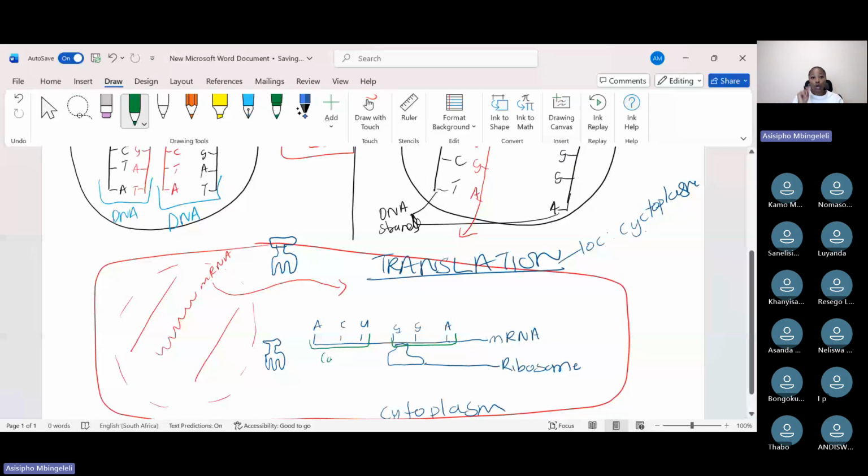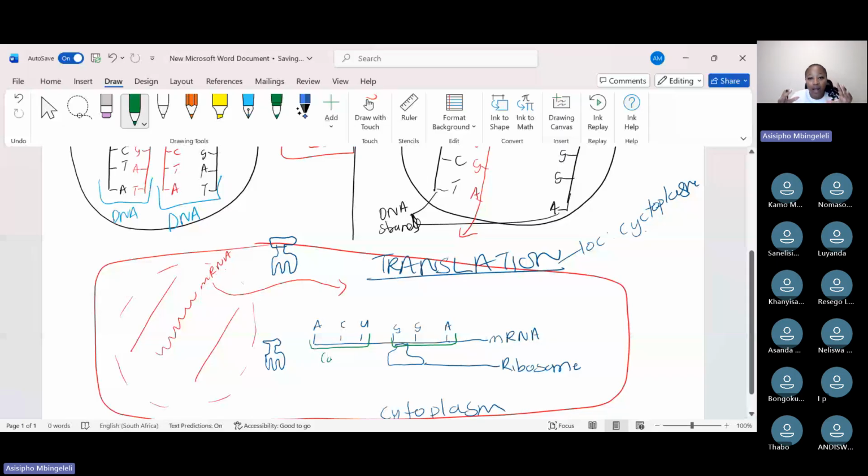Now, how will it know which amino acid to carry? It will be determined by the codon. So it will go, oh, okay, in this particular codon 1, I'm going to label them like this, codon 2. Codon 1, the bases are A, C, U. Okay, that means the anticodon there will be UGA.